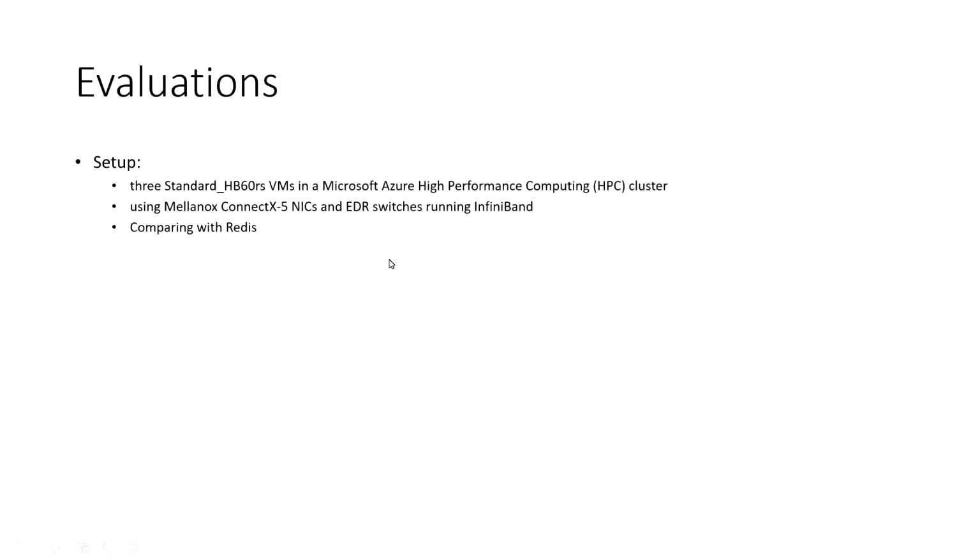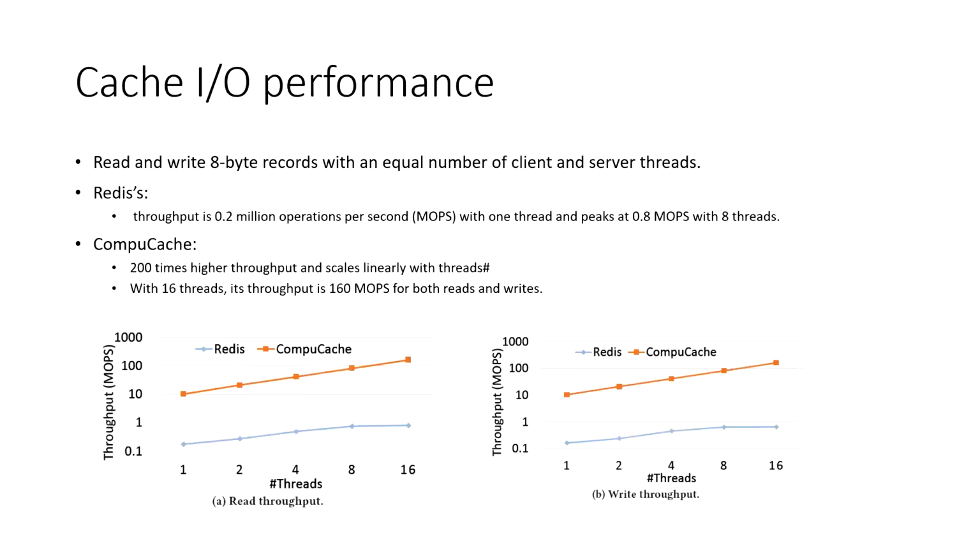And coming to evaluations, they compared it with Redis. The first evaluation is cache performance, where they are reading and writing 8-byte records with an increasing number of threads. As you can see here, Redis is about 0.2 million operations per second on average at one thread, compared to CompuCache, which is almost 10 million operations per second, which is about 200 times higher throughput than the Redis framework.